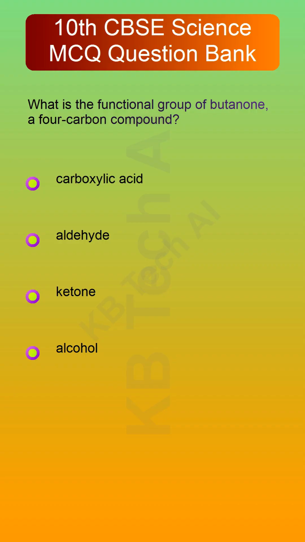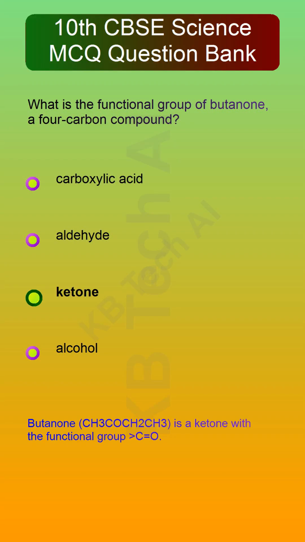What is the functional group of butanone, a 4-carbon compound? Option 1, carboxylic acid, option 2, aldehyde, option 3, ketone, option 4, alcohol. The answer is, option 3, ketone.